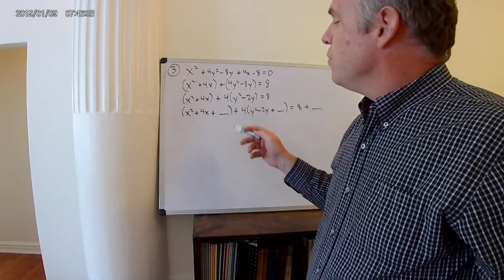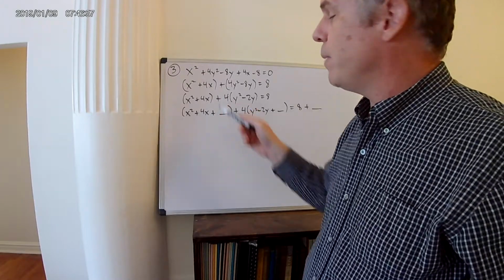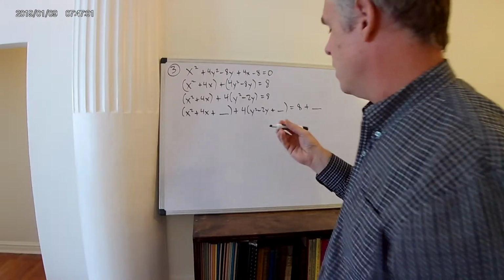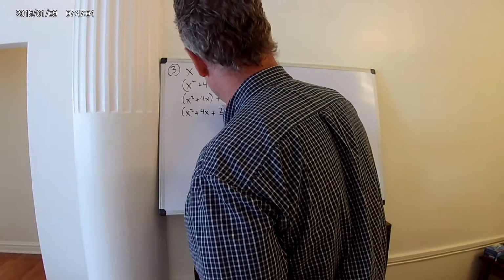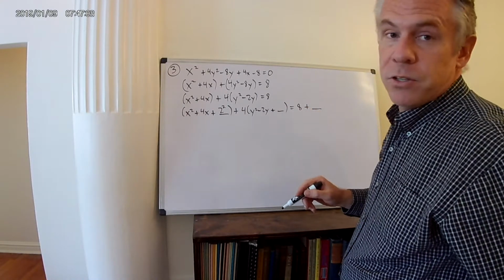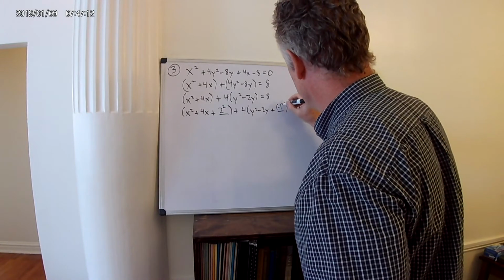And again, the procedure for doing this is to take the coefficient in front of the middle term and divide it by 2. So 4 divided by 2 is 2, and then we square it. And so we're going to add on 2 squared here. Over here, we take the middle term, minus 2, divide by 2, and we get minus 1. So over here, we're going to add on minus 1 squared.